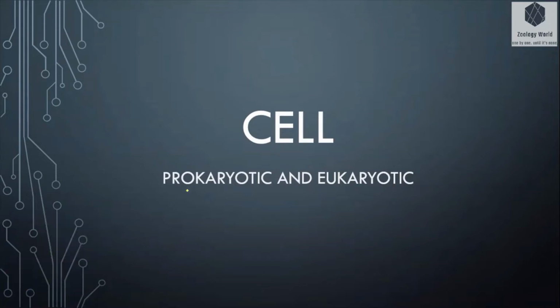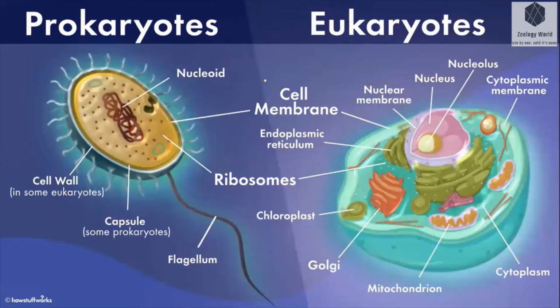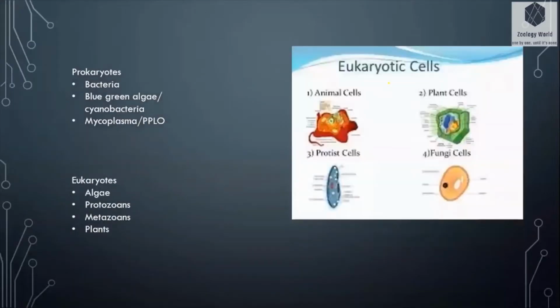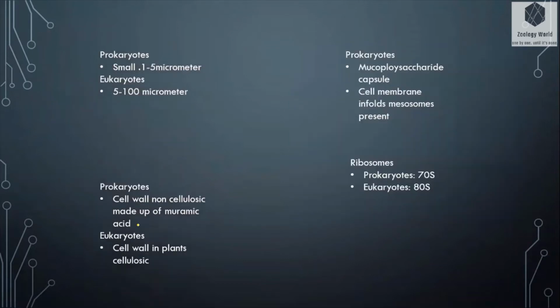There are basically two different types of cells, the prokaryotic cell and the eukaryotic cell. As you can see in this diagram, the major differences between the two types of cells are shown here. So let's discuss them one by one. Under prokaryotes, bacteria, blue-green algae known as cyanobacteria, and mycoplasma known as PPLO come. Under eukaryotes, algae, protozoans, metazoans and plants come.